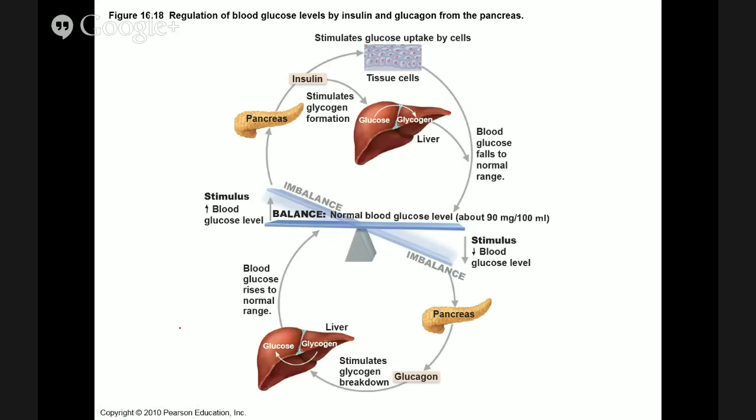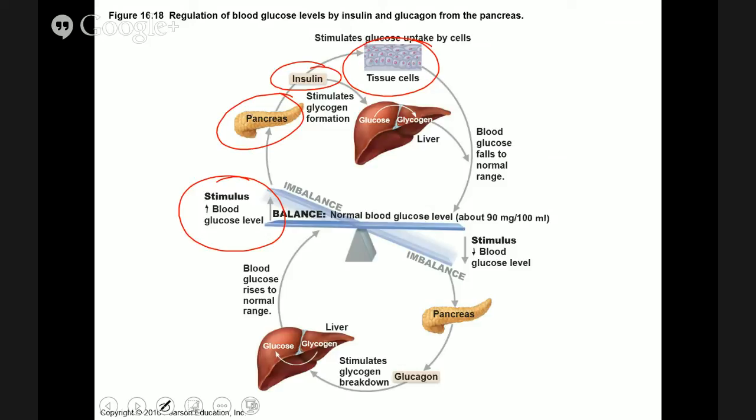So the endocrine portion of the pancreas really is involved in regulating blood glucose levels. So if blood glucose levels go up, pancreas releases insulin, stimulates the tissue cells to take in the glucose, also telling the body to convert excess glucose into glycogen, which is a stored form of glucose. That will drop the blood glucose levels to a normal range.